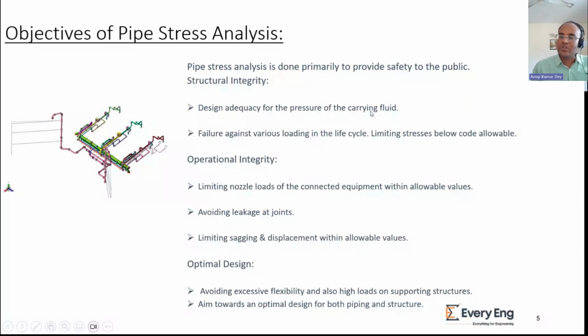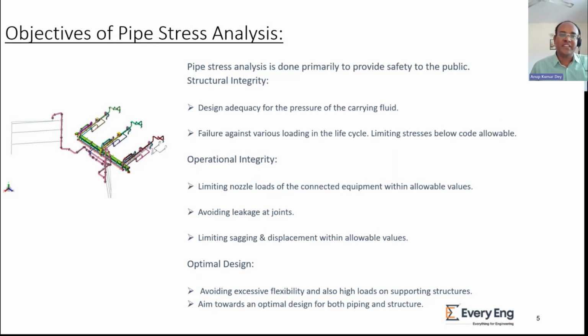The pipe system will not fail in any of the components for the internal or external pressure that it will be subjected to. Then it will ensure there is no failure against various loading in the life cycle, and it will limit the stresses below the code allowable limits. So whatever stresses are generated, it will ensure that all those stress values are below the allowable values given by the various codes we are using.